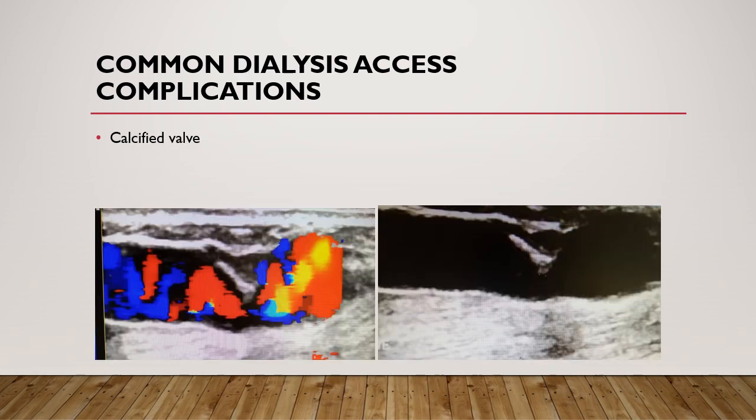Here you can see this fistula here. You can see the valve in that image. Looks like a calcified valve, thus causing narrowing in that fistula. So you can see in the first image you have the color image there, and you see the image here in black and white of a calcified valve within the fistula.